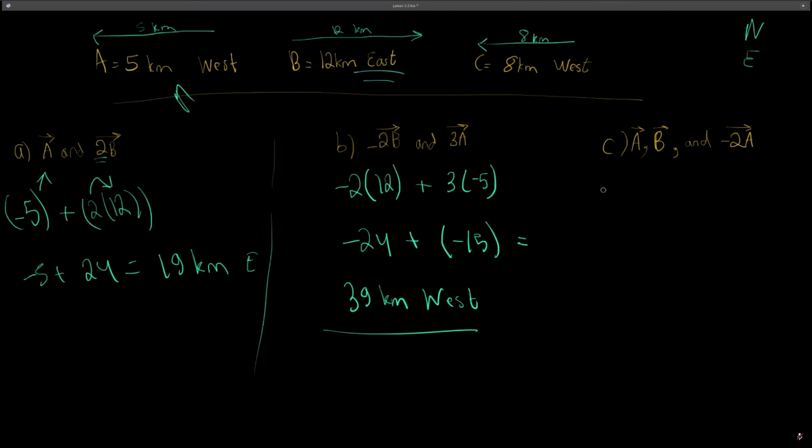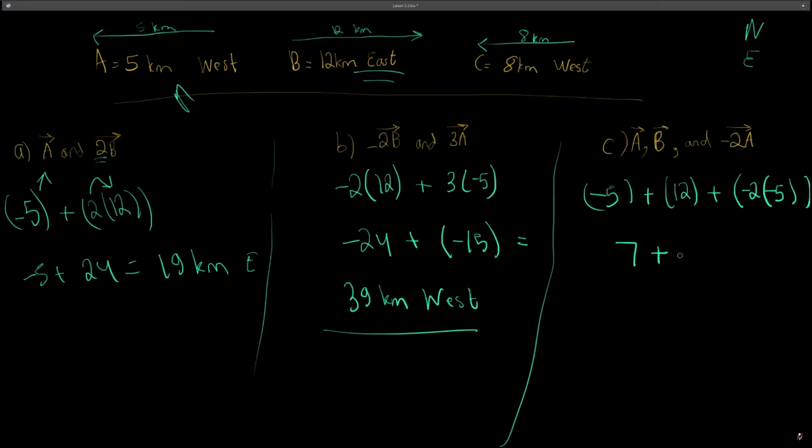Same case over here. And finally, we have vector A. So A is 5 kilometers west, so -5, plus B, which is 12 east, so it's positive, so 12, plus -2A. So plus negative A, which is -5, and then we add them up. So -5 plus 12 is 7, plus negative times negative is positive, so 10. And then we get the answer, 17 kilometers east.